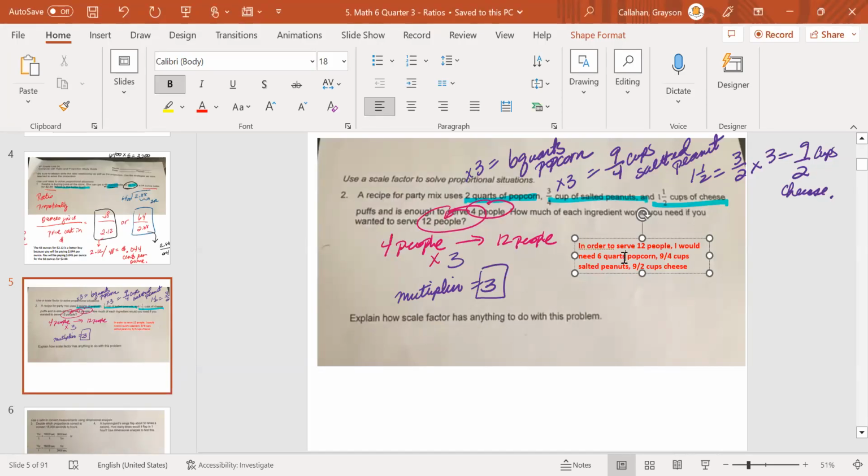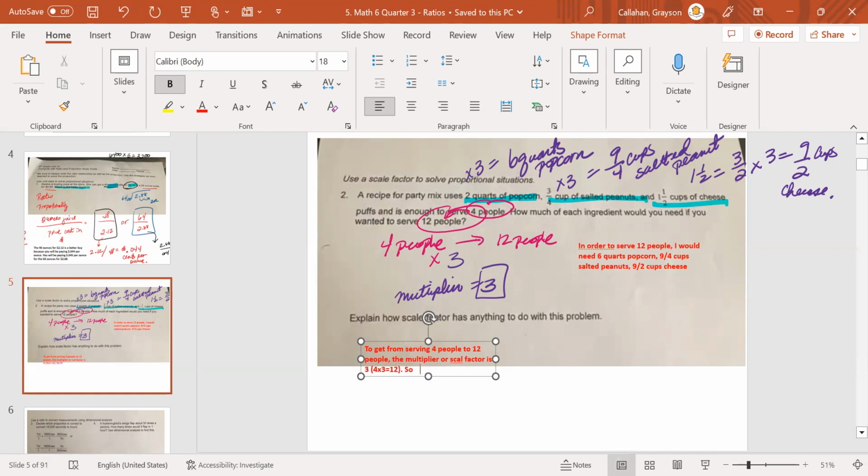Explain how scale factors have anything to do with this problem. You know the scale factor is what? To get from serving 4 people to 12 people, the multiplier or scale factor is 3, because 4 times 3 equals 12, right?